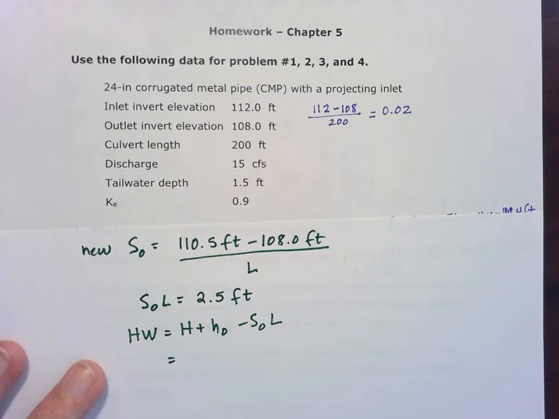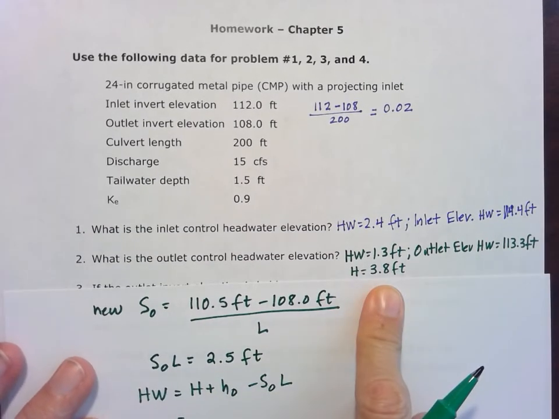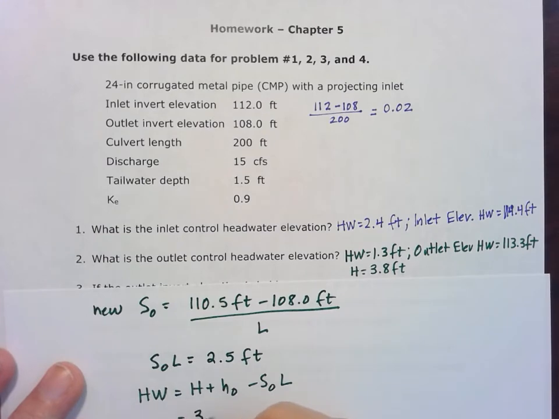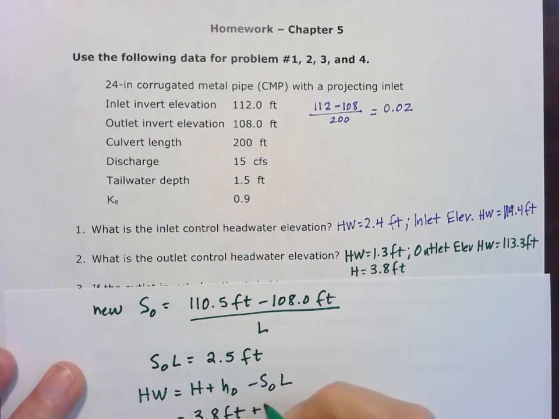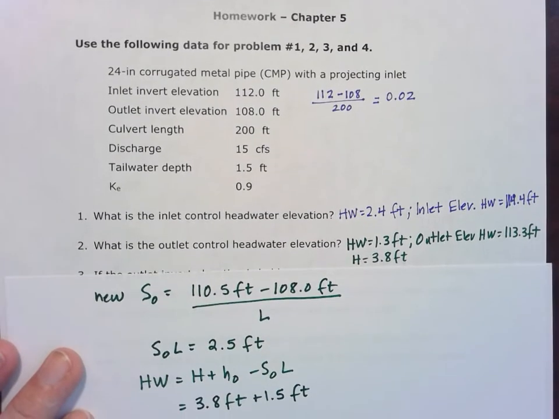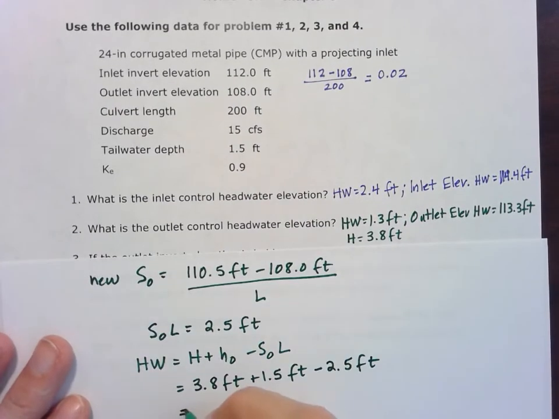So I'll take the head plus the tailwater minus that slope times length. The head we had found before here was 3.8 feet. We found that in number 2. We have the tailwater given to us as 1.5 feet. And now we know that slope times length with the new inlet elevation is going to be minus 2.5 feet. So that's going to give us a new headwater depth of 2.8 feet.